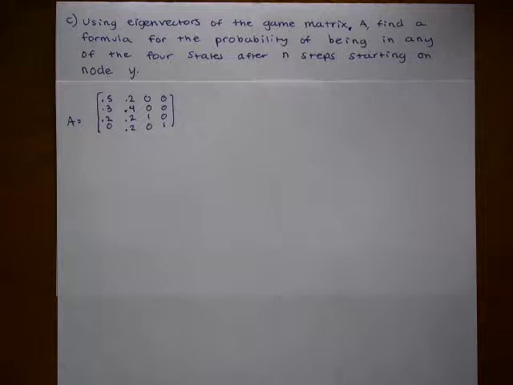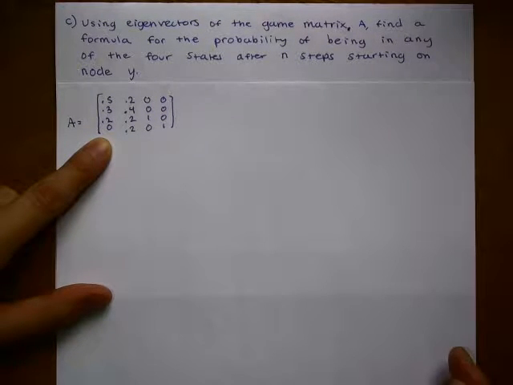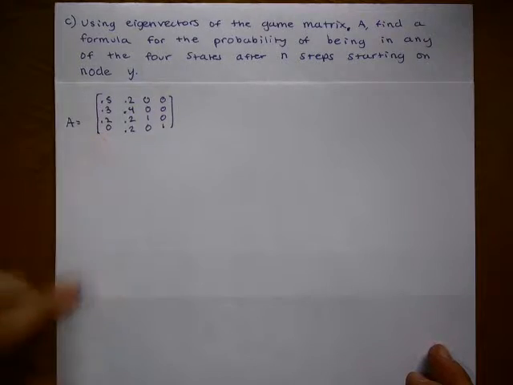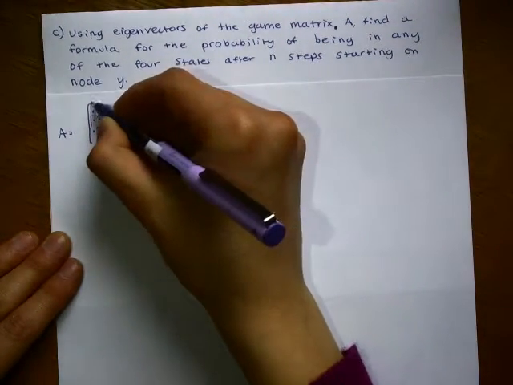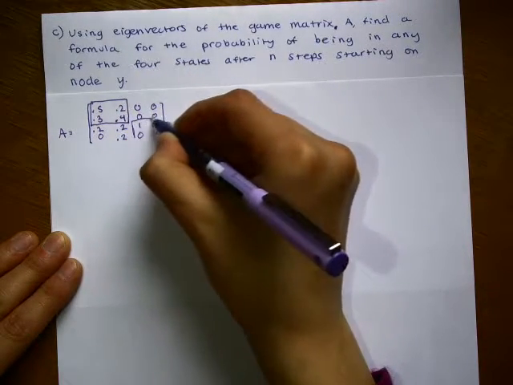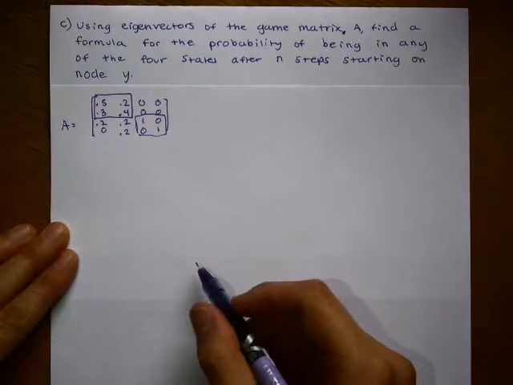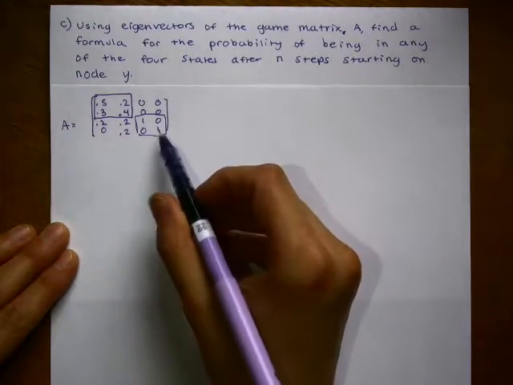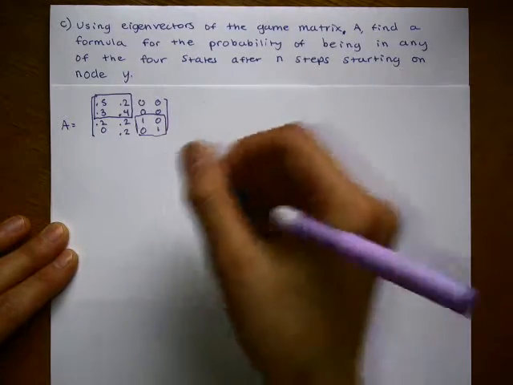In part C of this question, we're going to use the eigenvectors of the game matrix A to find a formula for the probability of being in any of the 4 states after n steps starting on node y. So to find the eigenvalues of this matrix, what we can do is find the eigenvalues of these two 2x2 matrices here. And the eigenvalues that we get from these two matrices will be the eigenvalues for matrix A.